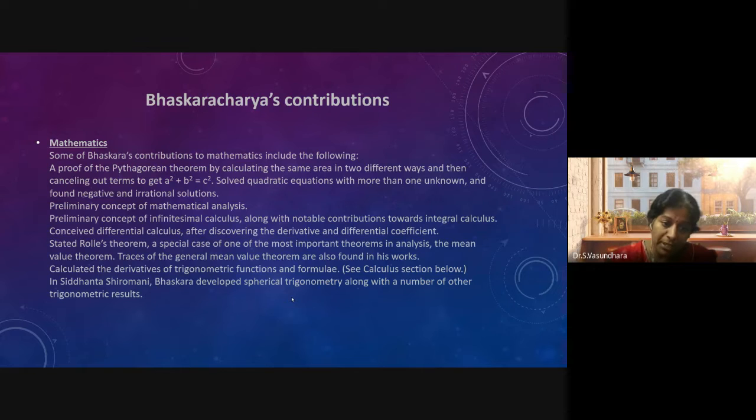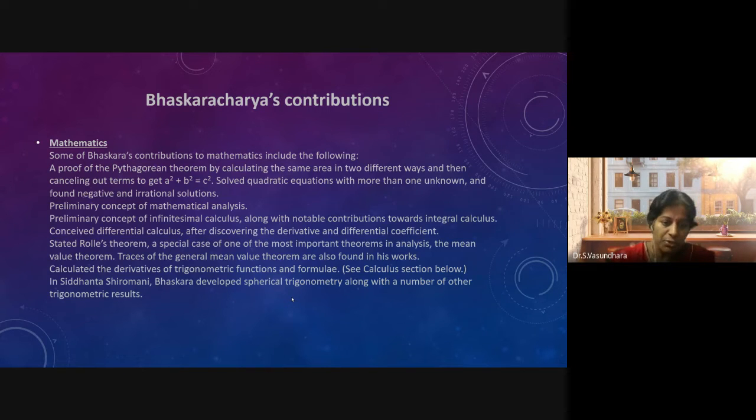He gave the preliminary concepts of mathematical analysis and infinitesimal calculus, along with notable contributions towards integral calculus, and conceived differential calculus after discovering the derivative and differential quotients. He gave the statement and proof of an important theorem, Rolle's theorem, a special case of one of the most important theorems in analysis, the mean value theorem. Traces of the general mean value theorem are also found in his work. He calculated the derivatives of trigonometric functions.